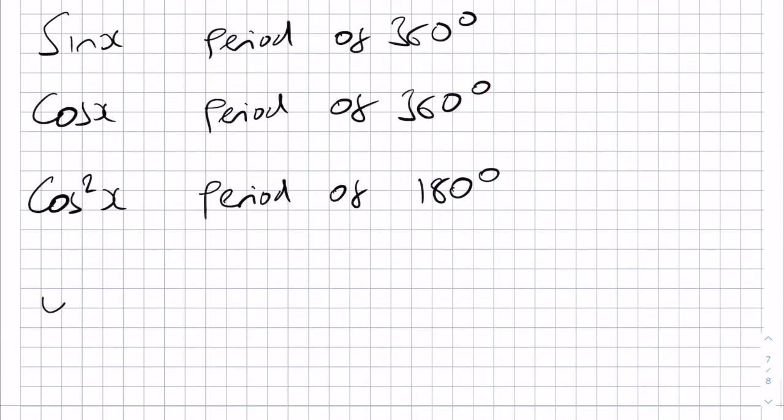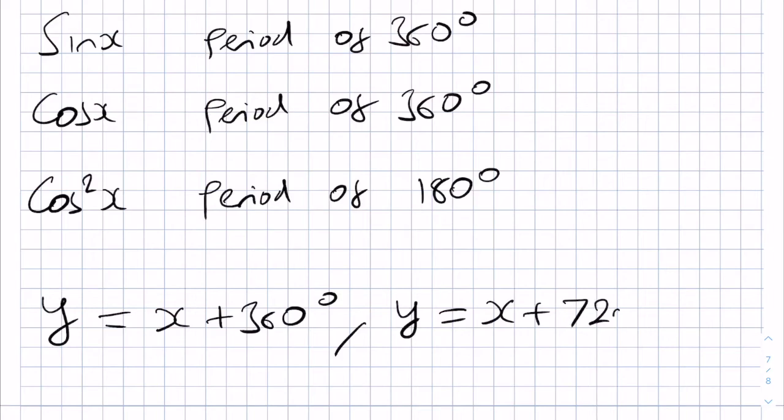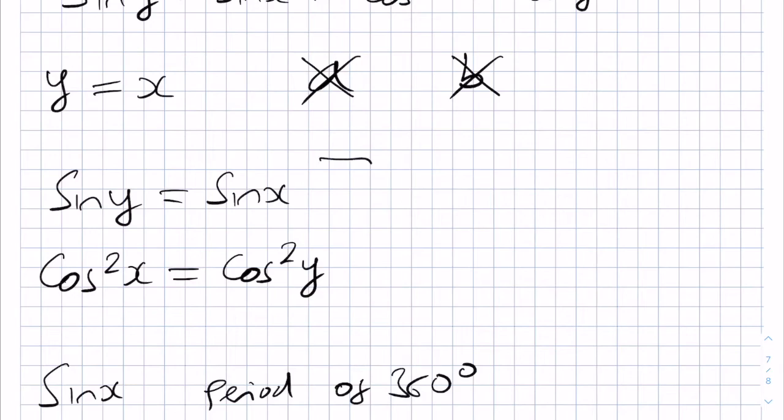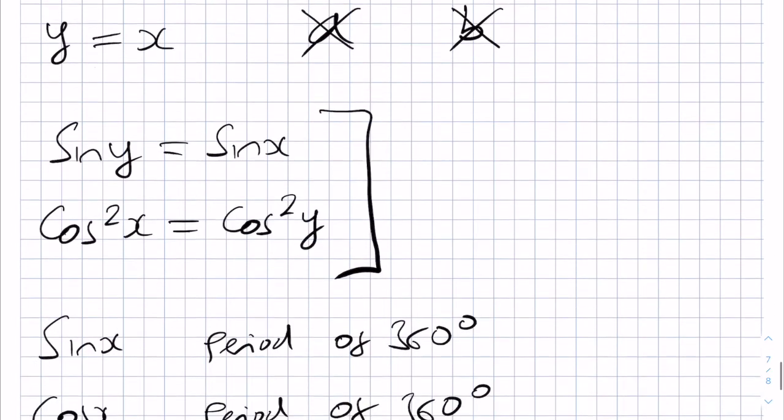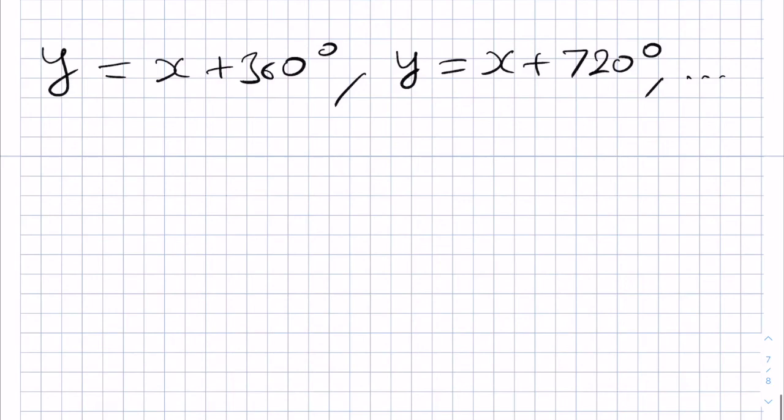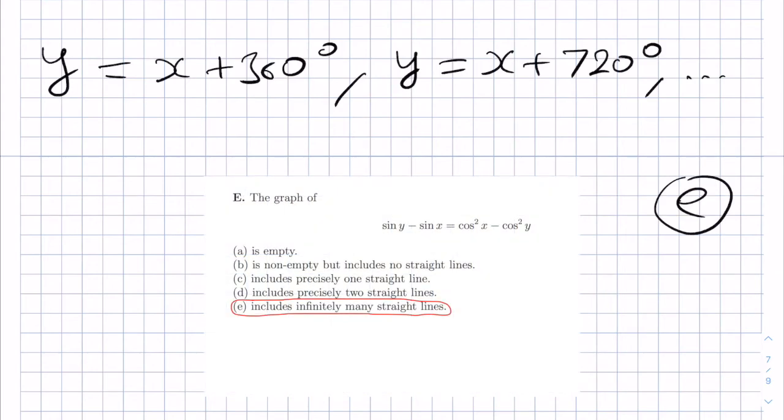Therefore, the lines y equals x plus 360 degrees, y equals x plus 720 degrees, and so on, are also straight lines on this graph, because they make both sides of the equation 0 by satisfying these equations. As a result, we can generate infinitely many straight lines, and therefore the answer is E.